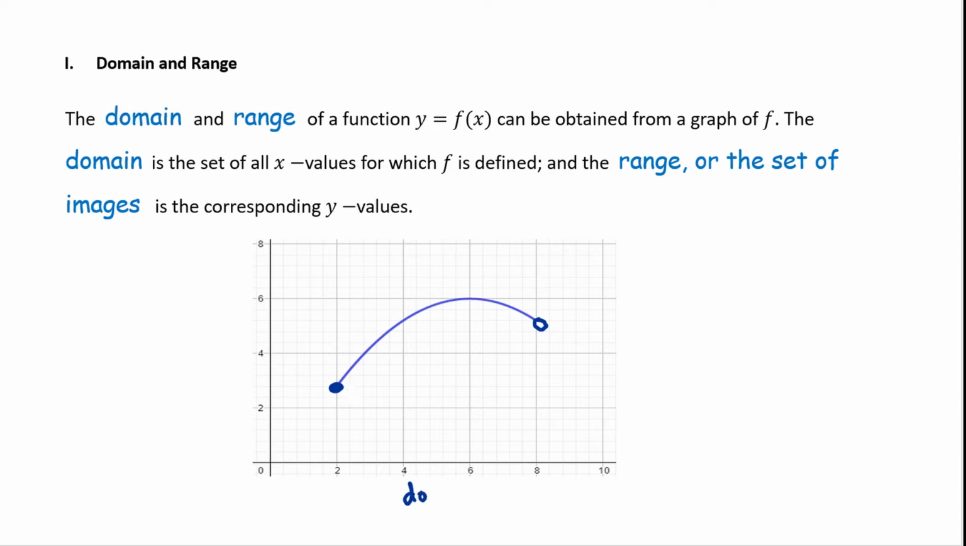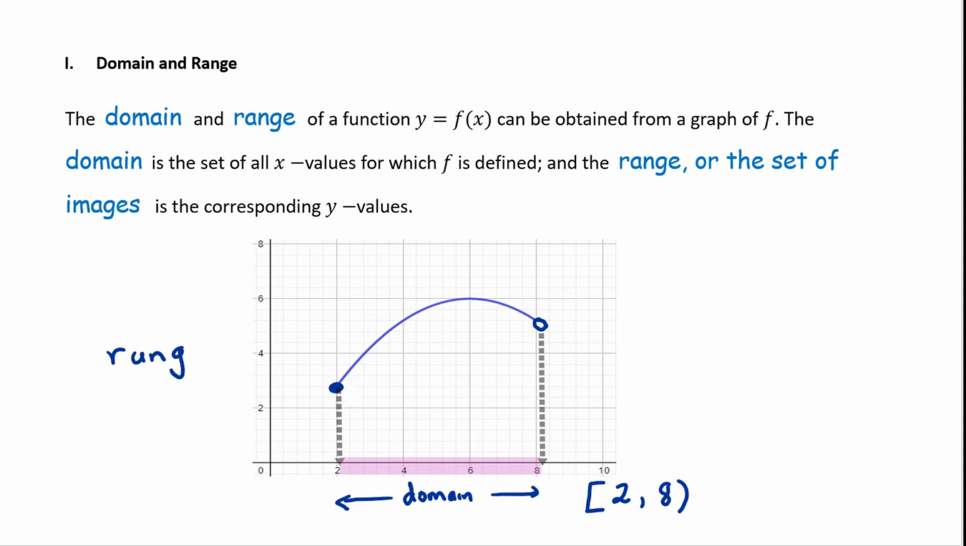The domain is the full expanse of the graph on the x-axis. Using interval notation, the domain is bracket because of the solid dot, which means 2 is included, to 8, and then open parentheses because of the open dot, which means that the 8 is not included.